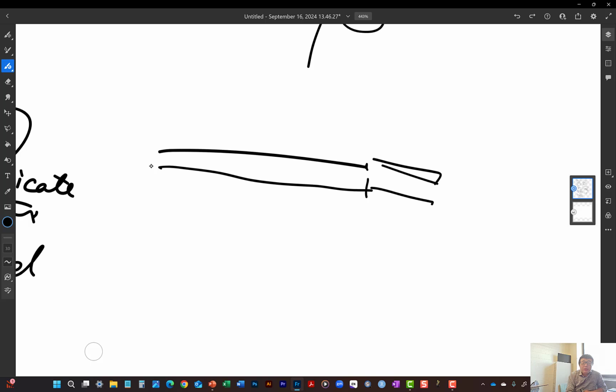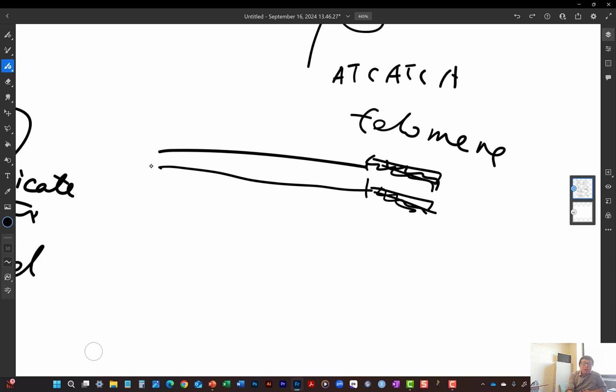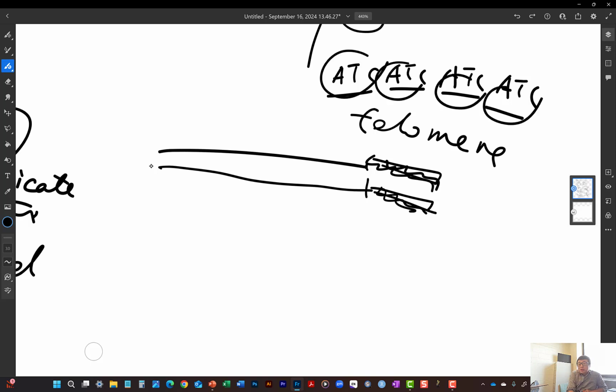At the end of the sequence, there's a special sequence called the telomere. The telomere is the cap of the DNA molecule at the end of each DNA, and the telomere is a repeated sequence. What do I mean by a repeated sequence? For example, ATC, ATC, ATC, ATC. So this is the repeated element, and this ATC is repeated hundreds of thousands of times. I'm not saying that the telomere has ATC. The actual telomere sequence you can search up.